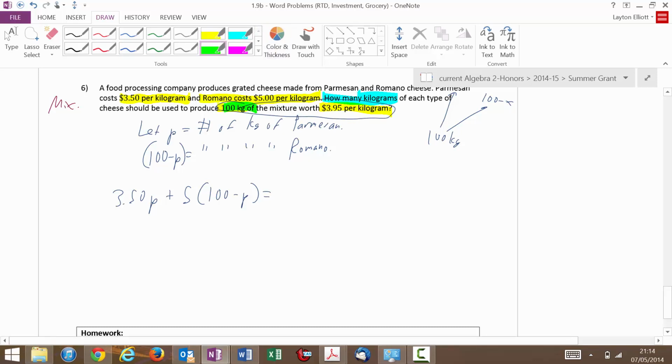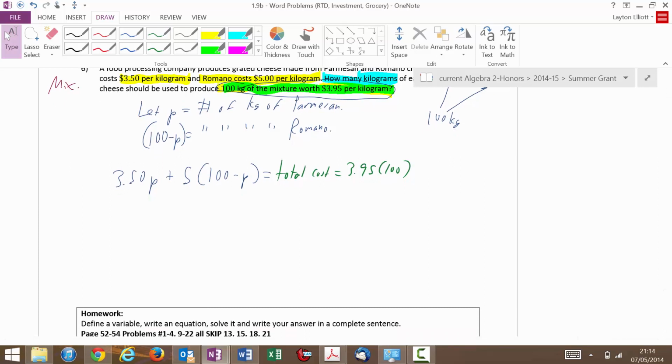Sorry, I'm going to use another highlighter. This 100 kilograms of the mixture were $3.95 per kilogram. That doesn't tell me what my total cost is. I need to actually have a total cost, which is the same thing as the 100 kilograms times the $3.95 per kilogram. Or I should probably reverse those to make them match what came before. $3.95 times the 100. That's actually a total cost. That's how much the whole thing's going to cost. It's not $3.95. It's $3.95 times 100. It's $395.